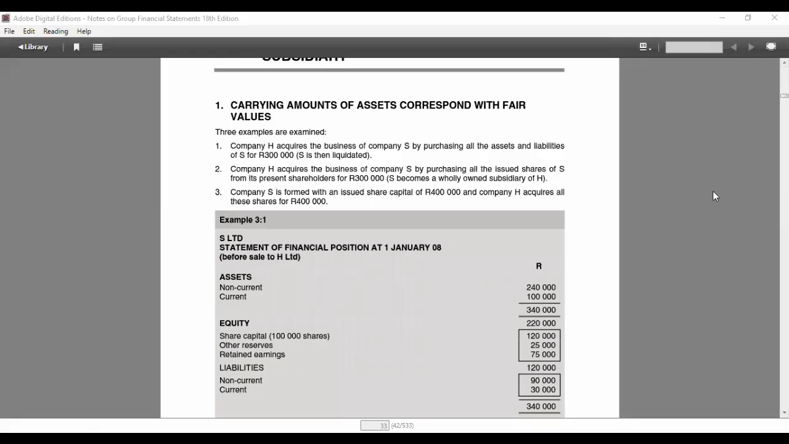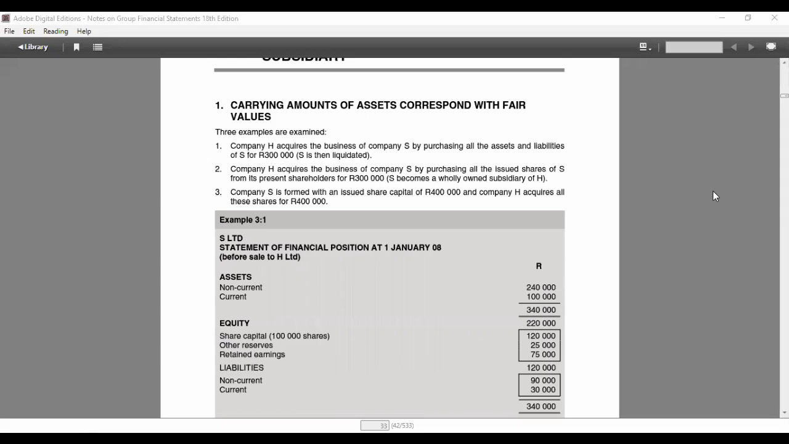Here we are in our textbook. We're going to begin looking at the examples, starting with example 3.1 through to 3.3.